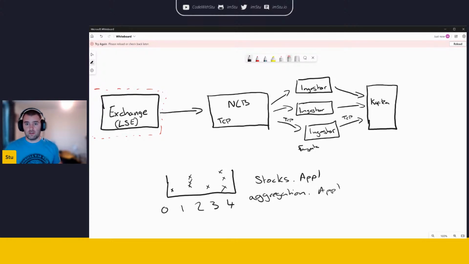So we need to go and connect Kafka to our data sources. So let's go and do that. Let's clean this up because we'll need that later.